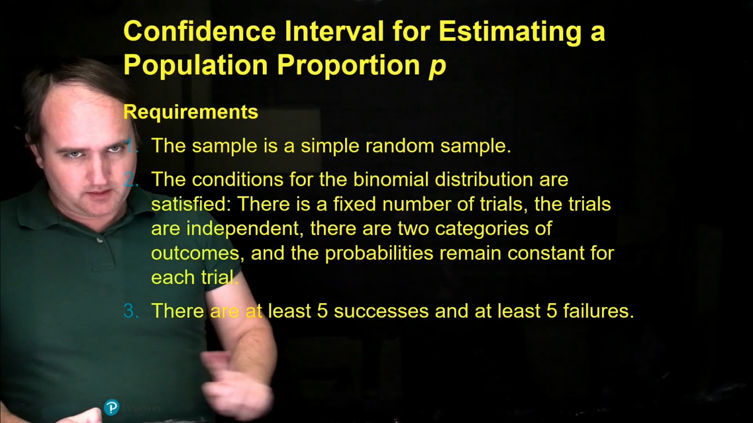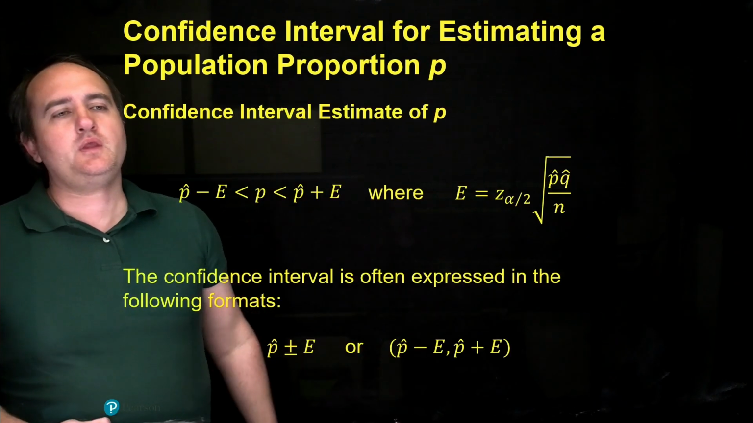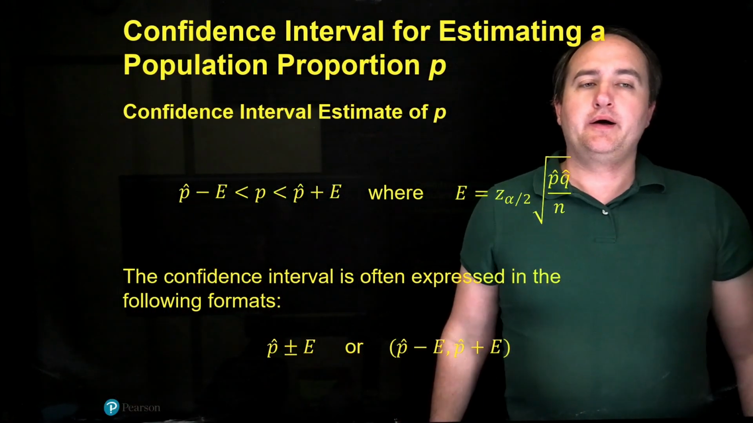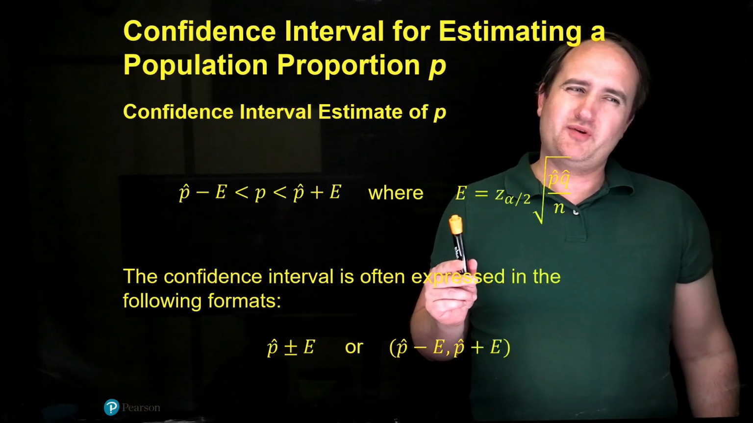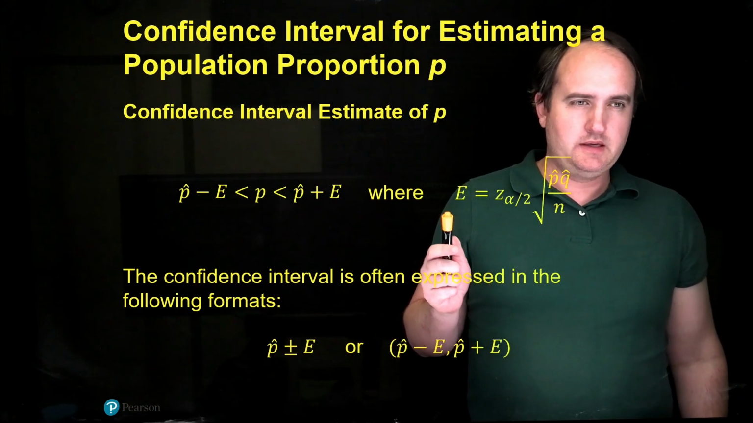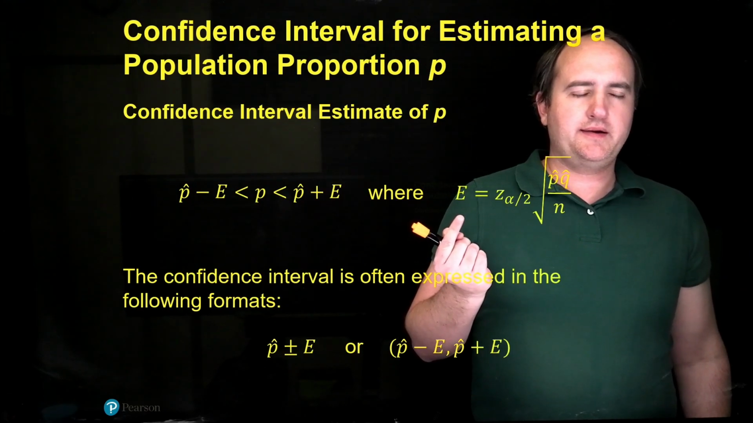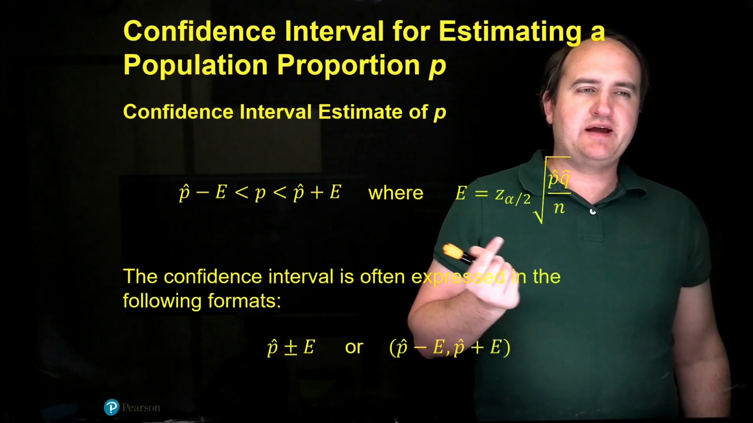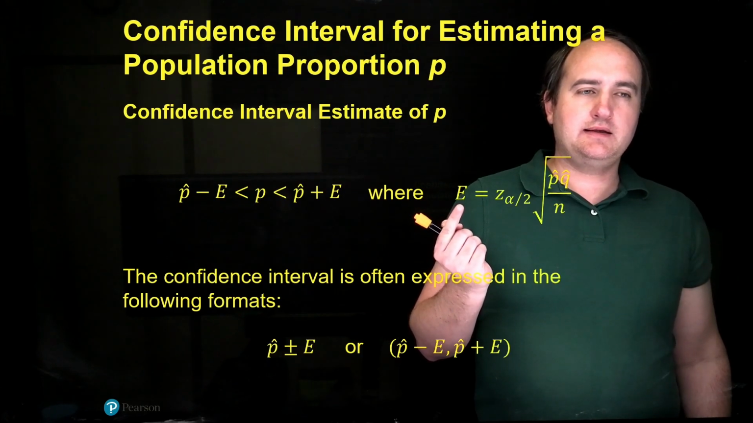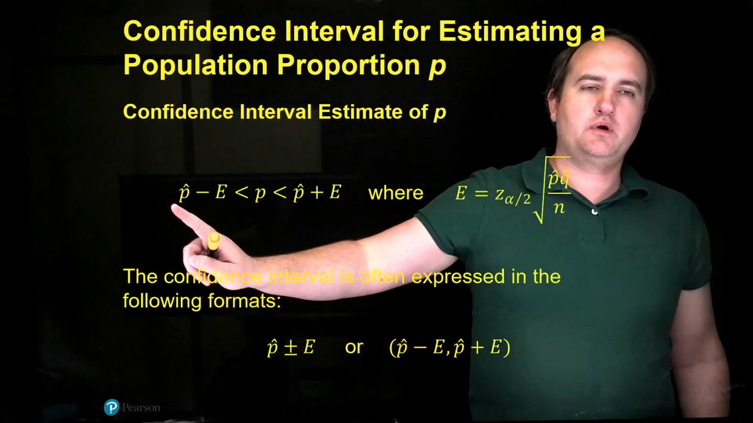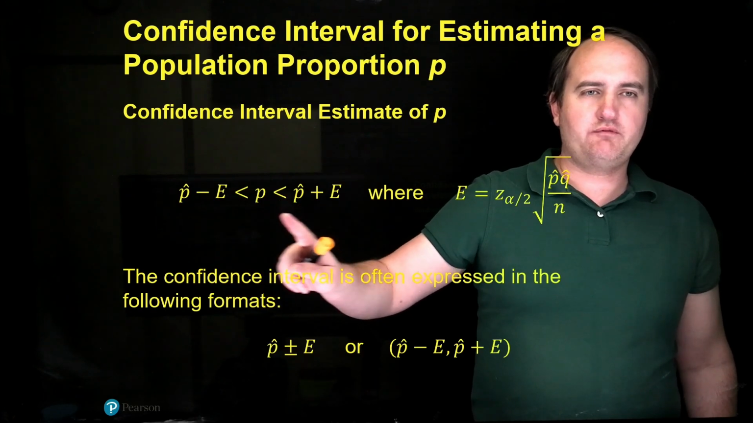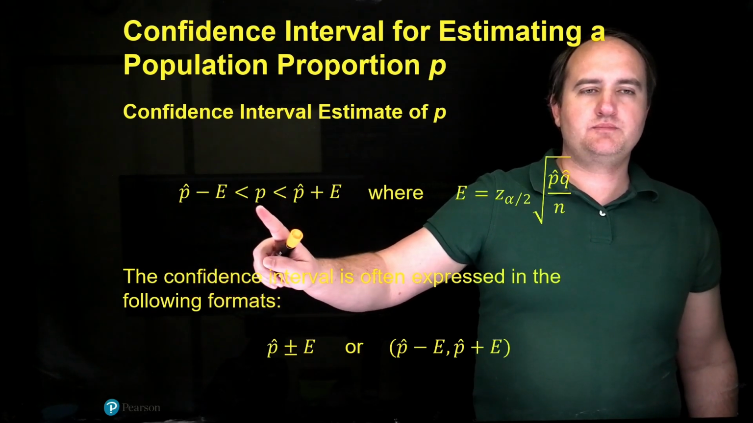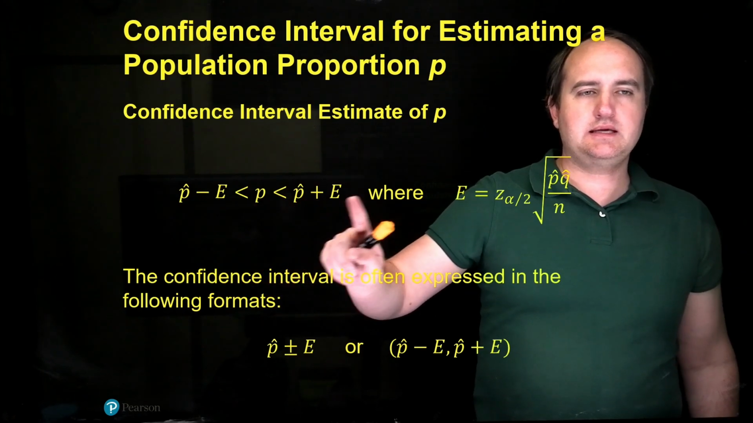So it's not really going to be too much of an issue. All right. So to do a confidence interval, the hard part, well, not the hard part, but the complicated part is calculating the margin of error E. So that's what we're going to do first. And then after we have the margin of error E, it's quite straightforward to actually write out the confidence interval estimate, which is p hat minus E is less than P is less than p hat plus E.